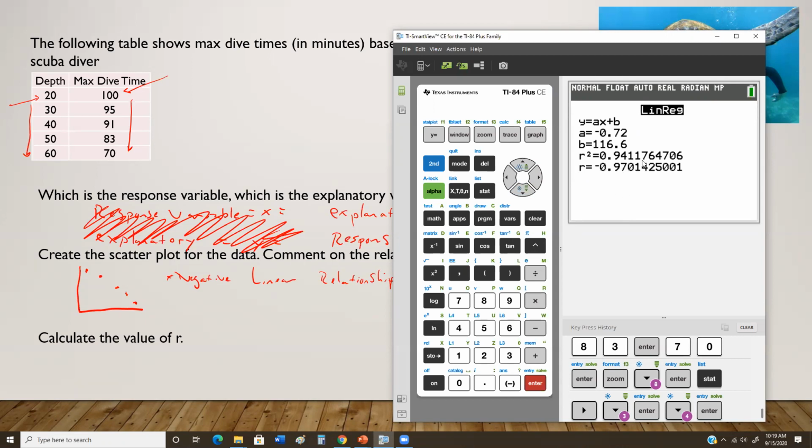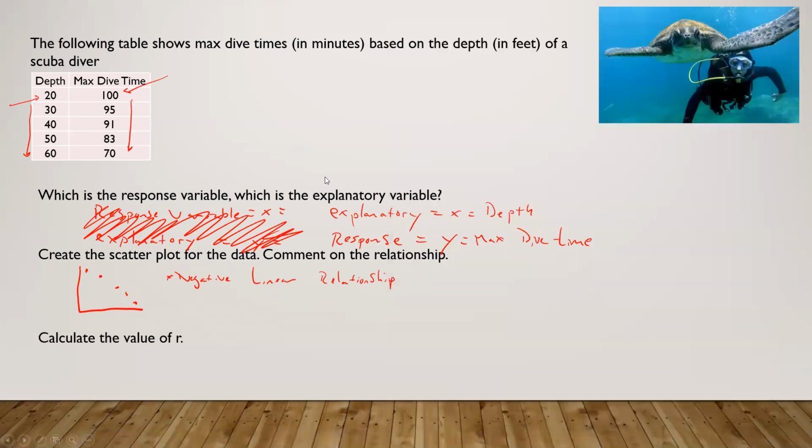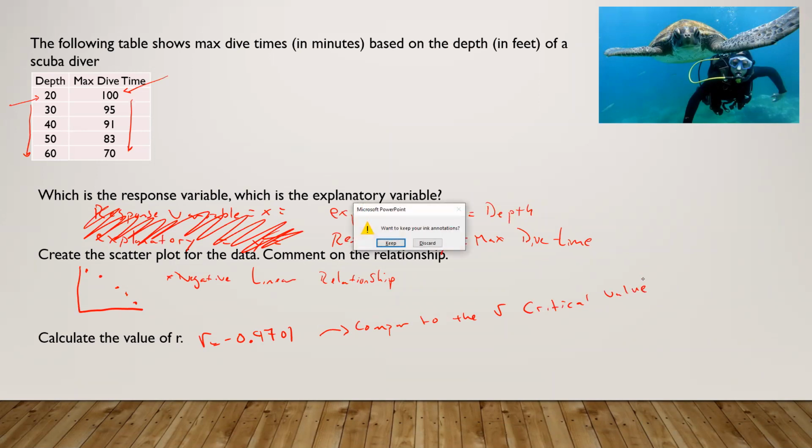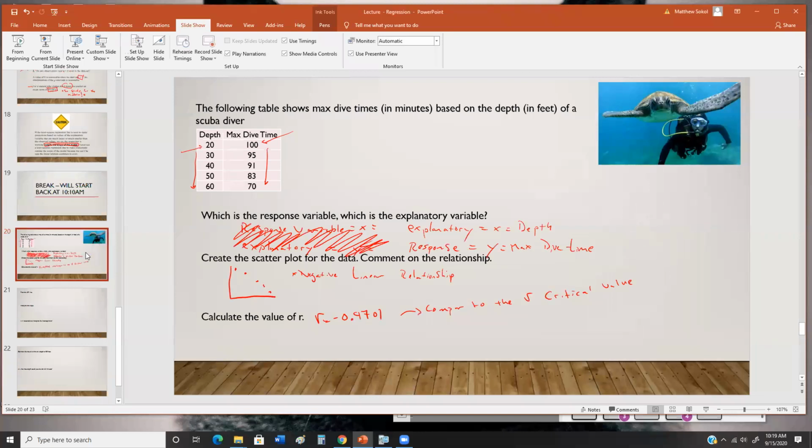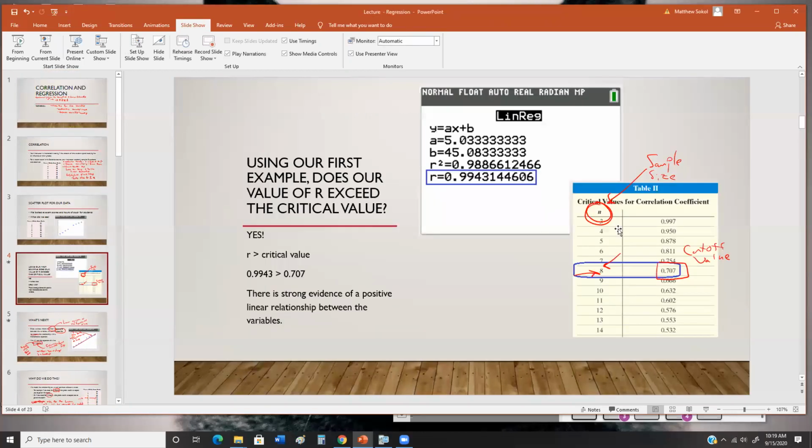How many people, everyone seeing this? Okay, so negative 0.9701. Okay, I'm going to add a little bit to this. Let's compare to the R critical value. So if you look back here, I'm going to go back and just copy this table here a little bit.